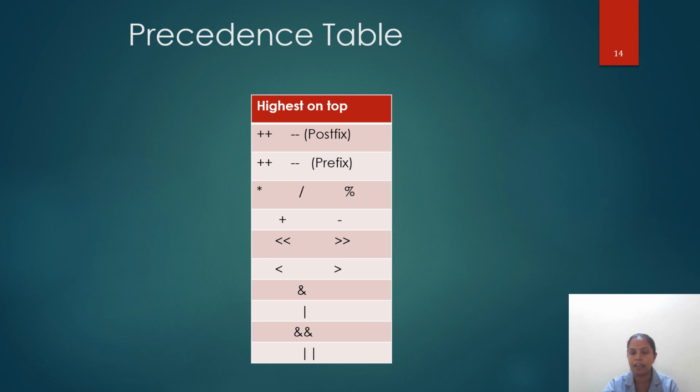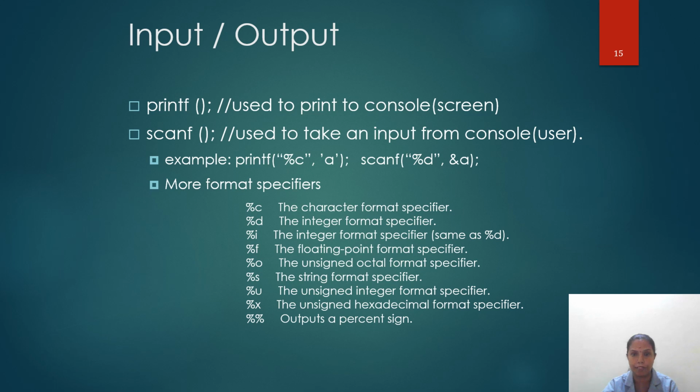The precedence table goes from highest to lowest: postfix, prefix, asterisk, slash, modulus, plus, minus, shift left, shift right, less than, greater than, bitwise AND, bitwise OR, logical AND and logical OR. These are the precedence of the operators in the table.